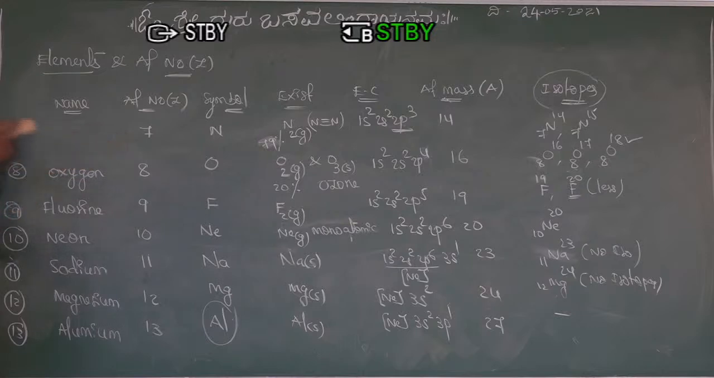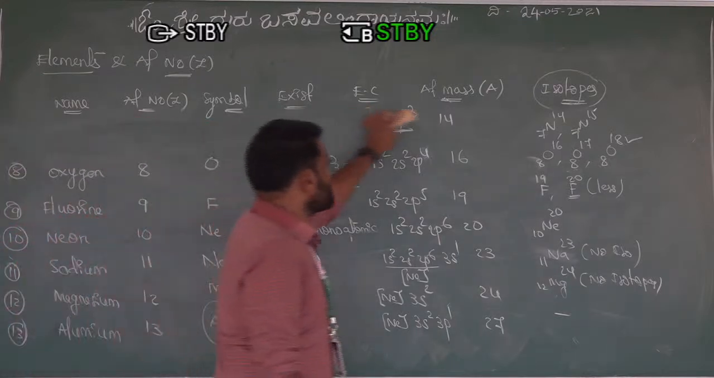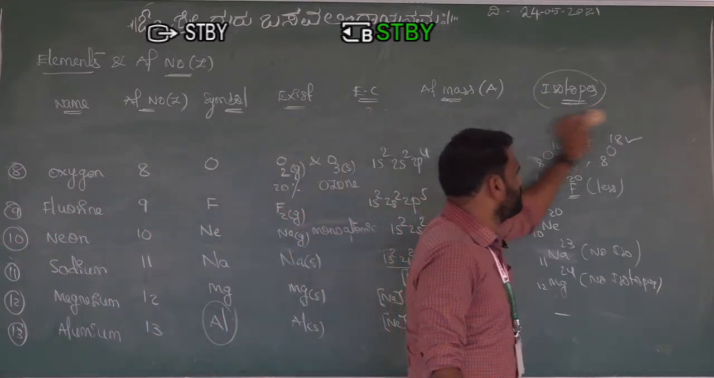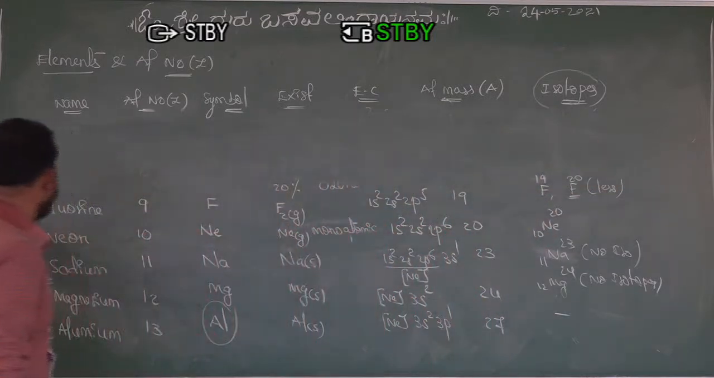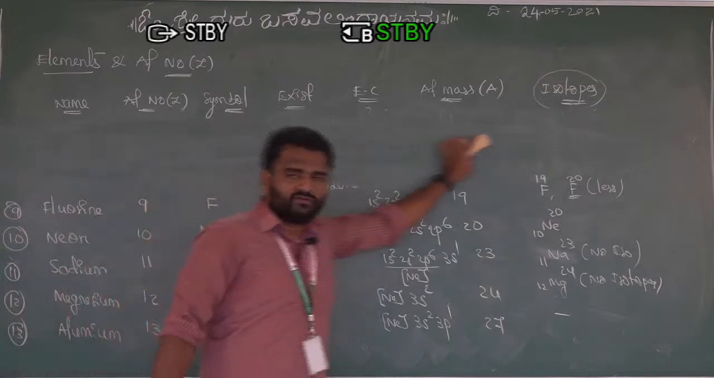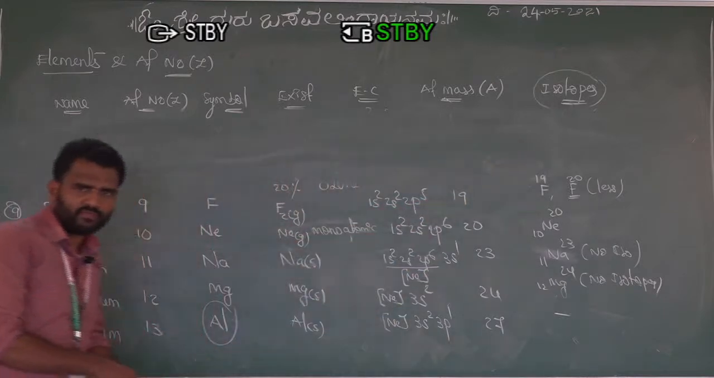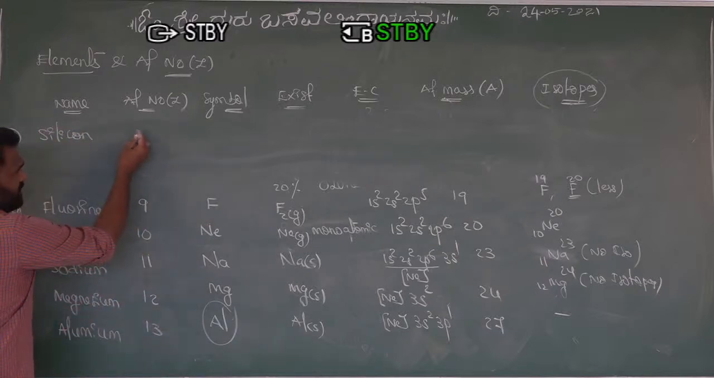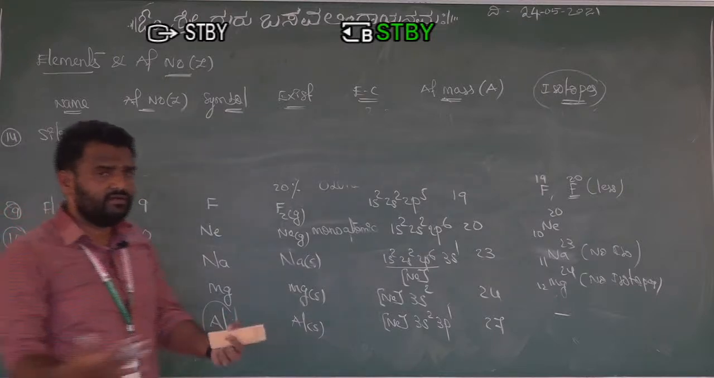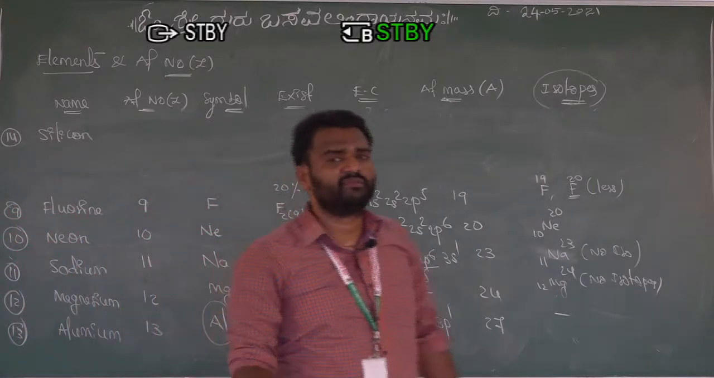Next, atomic number 14. What is the name of the element with atomic number 14? The name of the element is silicon. Silicon is also one very, very important precious element used to make diodes and semiconducting materials.